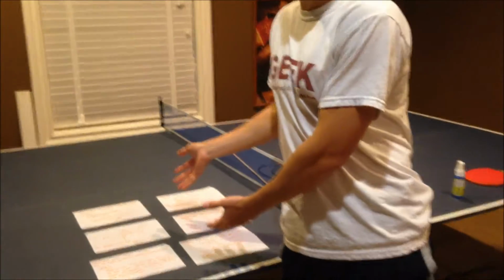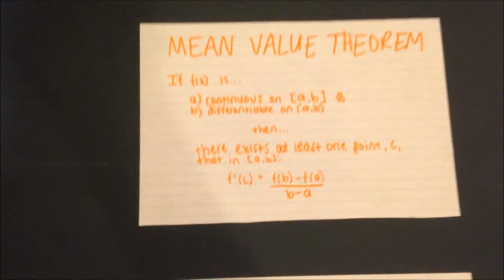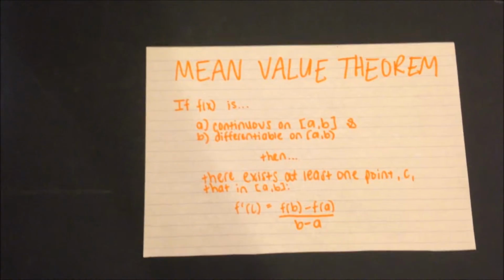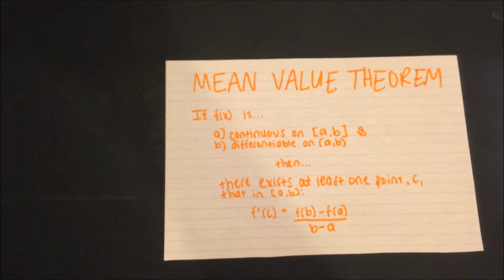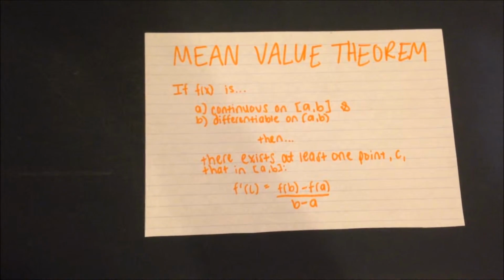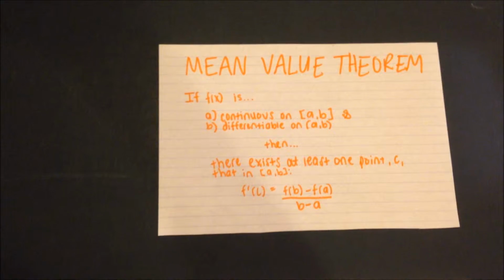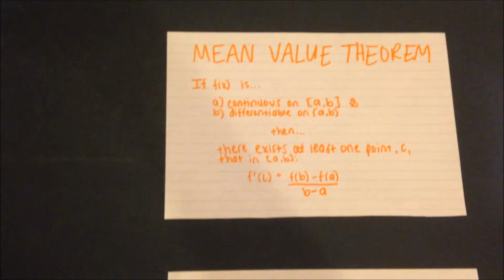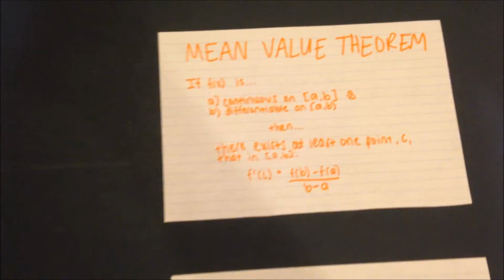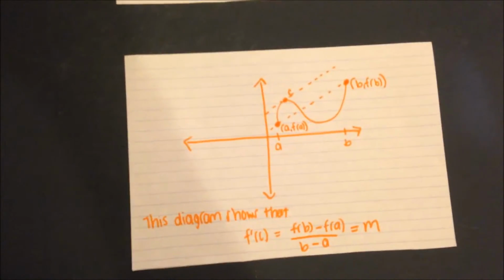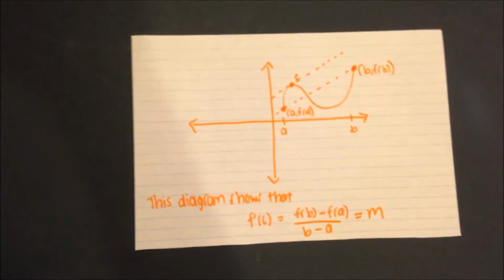First, let's look at the mean value theorem. The mean value theorem says that if f of x is both continuous on the closed interval a to b and differentiable on the open interval a to b, then there exists at least one point c in the interval a to b such that the derivative at c equals f of b minus f of a over b minus a. This diagram kind of explains the concept that I just explained.